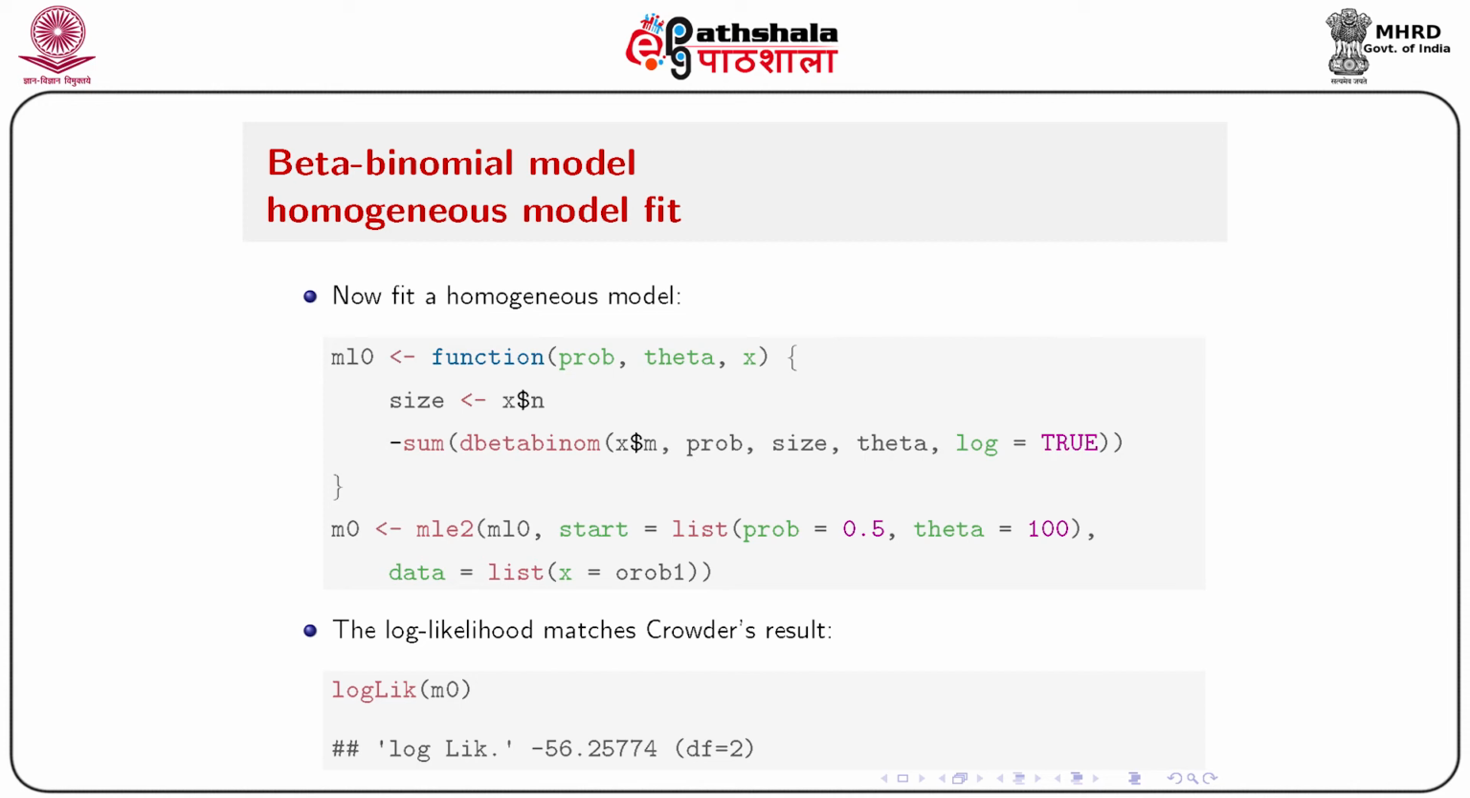The homogeneous model fit. Now fit a homogeneous model, say m1 naught equals function of prob, theta, x, and define x equals x dollar n, and then minus sum of dbetabinom of x dollar m, prob, size, theta, log equals true. Then m naught equals mle2 of m1 naught, start equals this, prob equals 0.5, theta equals 100, and data equals this, x equals OrchardSprays b1. The log likelihood matches Crowder's results like this.